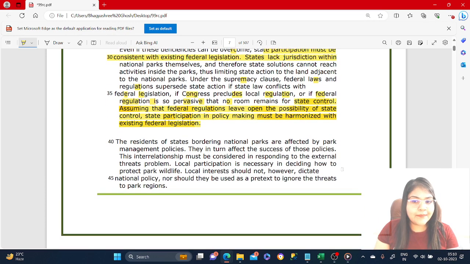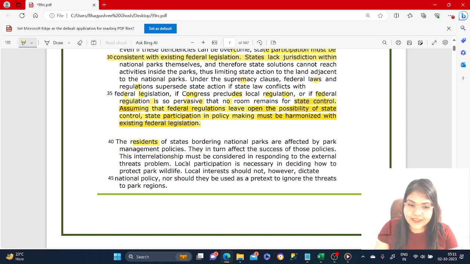Then further, lastly, the passage says the residents of the states bordering the national park are affected by park management policies. Oh, so the problem is not just inside the park, but the residents also face the problems due to the management policy. They in turn affect the success of those policies. So because of these people also, the park policies are not fully being effective. This interrelationship must be considered in responding to the external threats problem.